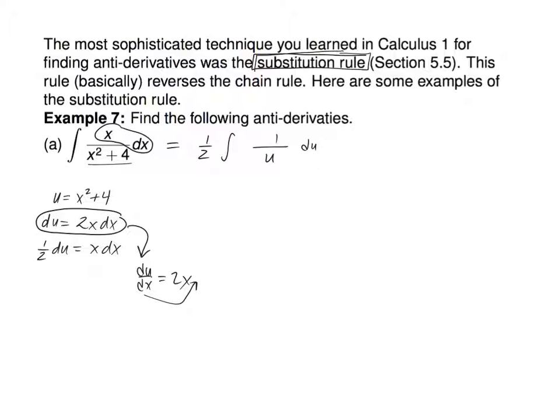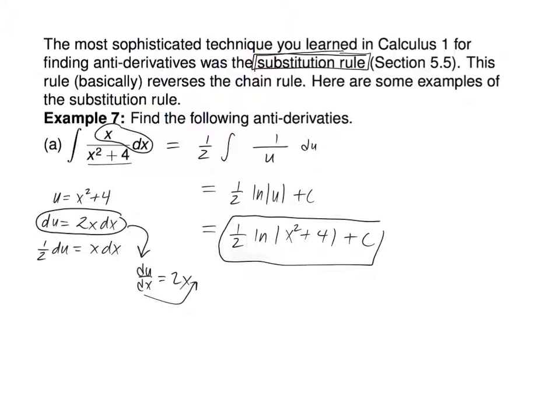And then you reduce this to something that's really easy to take the antiderivative of. What's the antiderivative of 1 over u? So 1/2 ln absolute value of u plus c, and then just put back in what u was. Technically, in this case, the absolute value bars are redundant because x squared plus 4 is actually always positive, but I won't dock you for being too careful. Does that make sense? Okay.